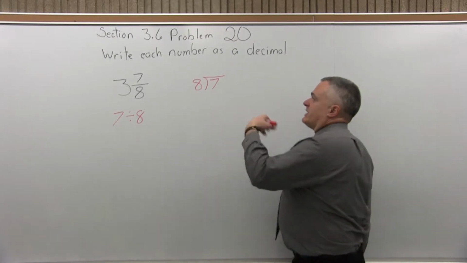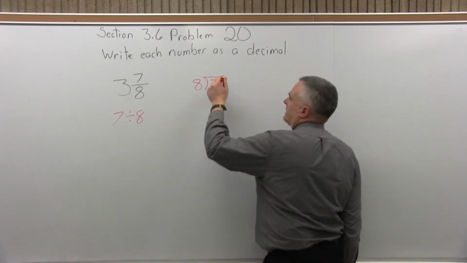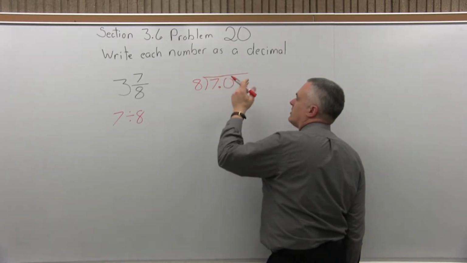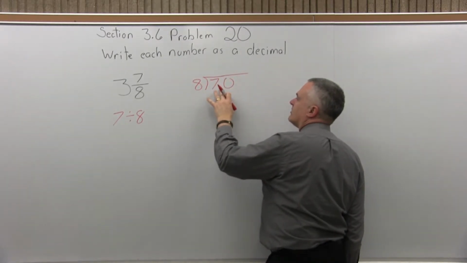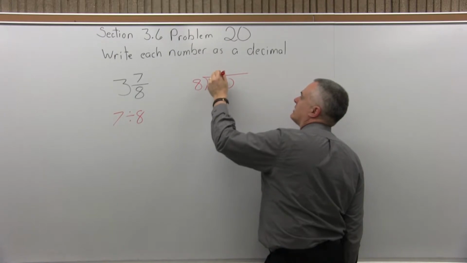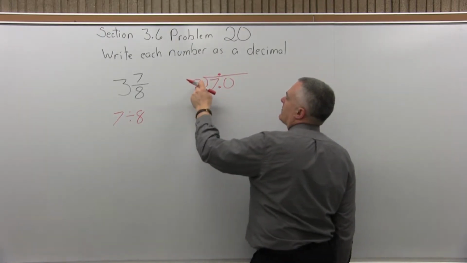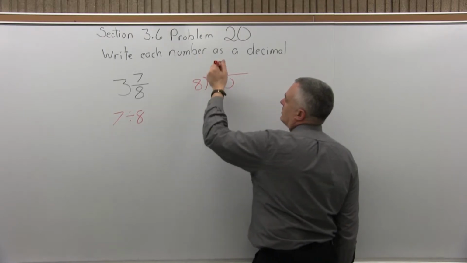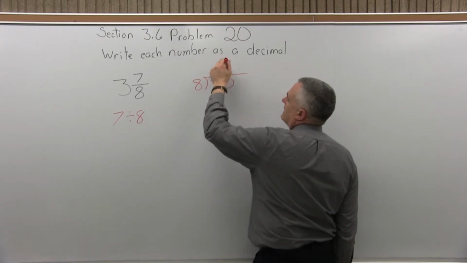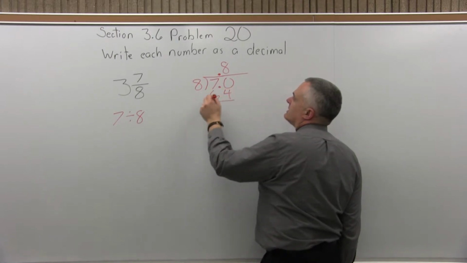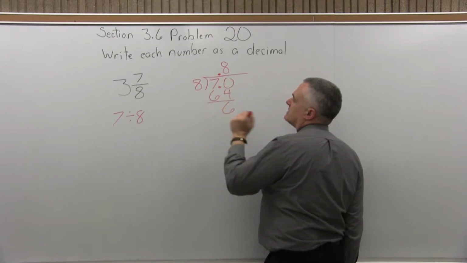So, 8 divides into 7. 7's not big enough, it won't fit. So write the 7 as a 7.0, but treat it as if it's a 70. And when I do that, that decimal has to come straight up in my answer. So now, 8 divides into 70. It will go in 8 times. 8 times 8 is 64. 70 minus 64 is 6.